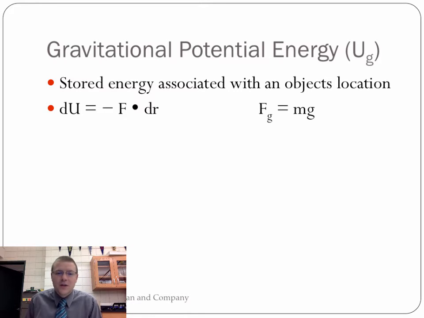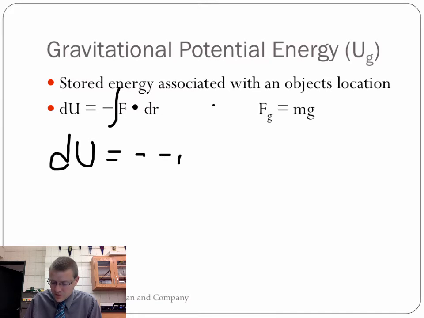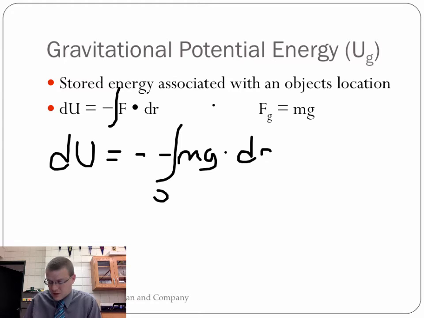So the way you can solve for this is you can say that dU is equal to the integral of negative force dotted with displacement. And in the case of using the force of gravity, we can put mg in for our force. So if we integrate here, dU turns into negative mg dotted with the displacement. And we'll take that from no displacement to our final displacement.